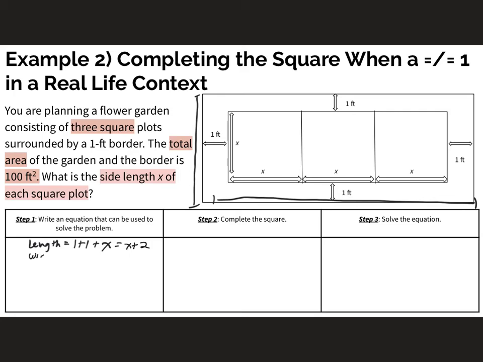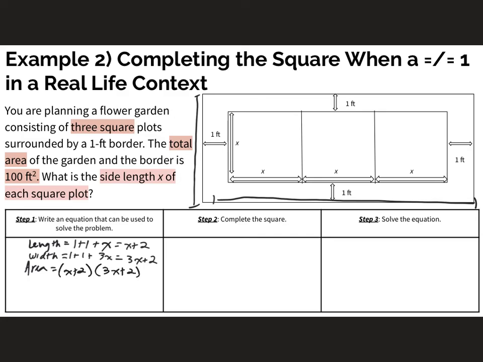Let's try to write an expression for the width. I notice that my width is made up of 1 foot here, 1 foot here, and then 3 x's. So this is going to be 1 plus 1 plus 3x. When I combine like terms, I end up getting 3x plus 2. And then my area is just multiplying these two expressions together, because it's length times width. So we have x plus 2 times 3x plus 2.